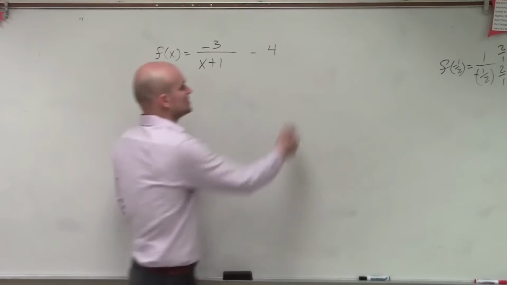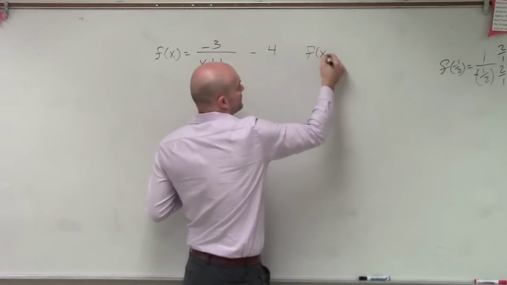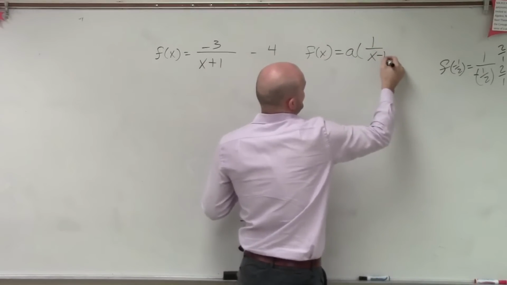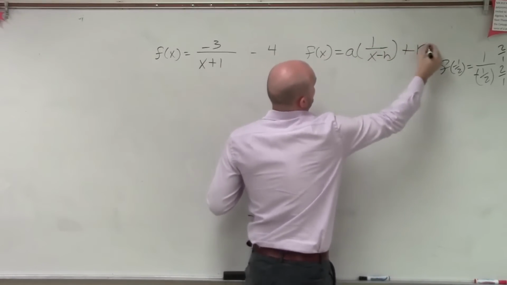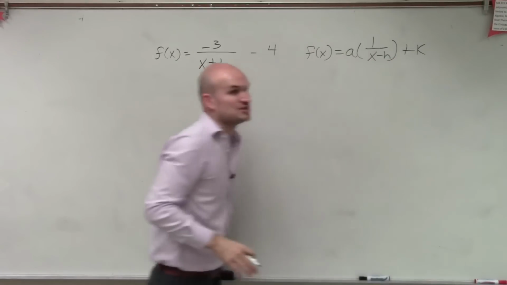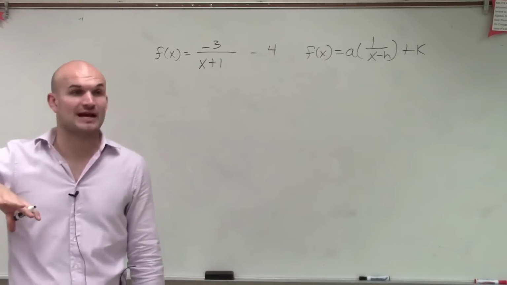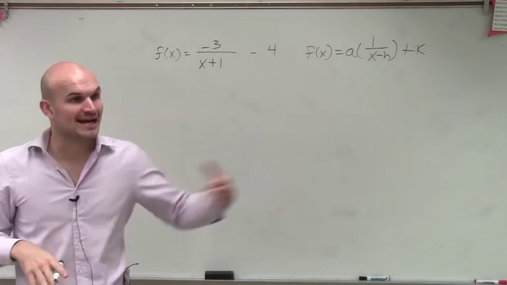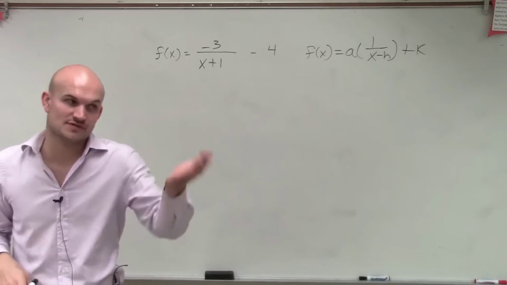Remember, I told you guys the general transformation form we had was a times 1 over x minus h, plus k. All right? And remember, when going back to transformations, a tells us if there's going to be a reflection, right? And if we're going to have a stretch or a compression. And our h shifts it left and right, and k shifts it up and down.